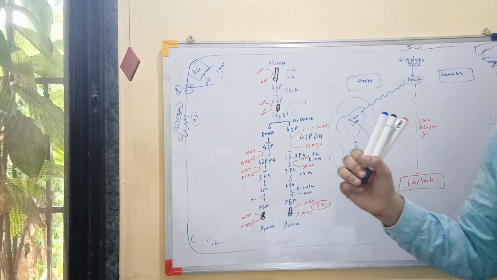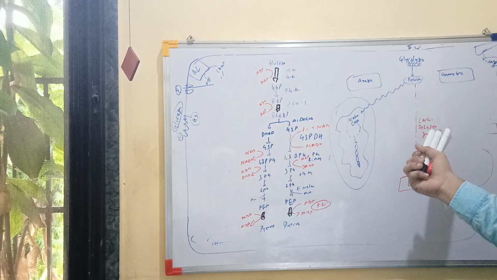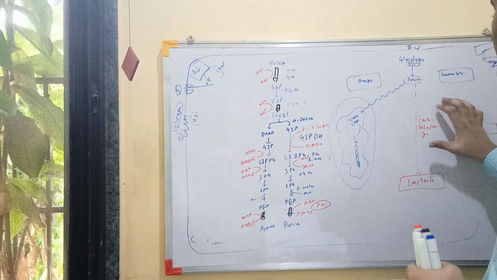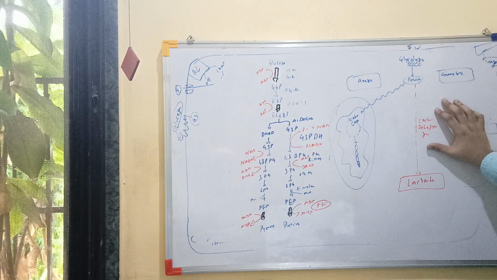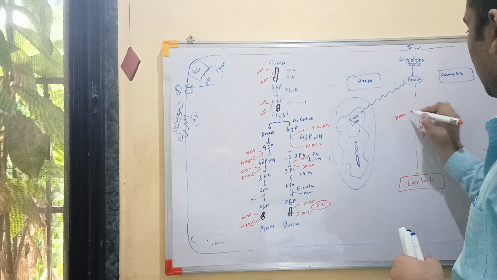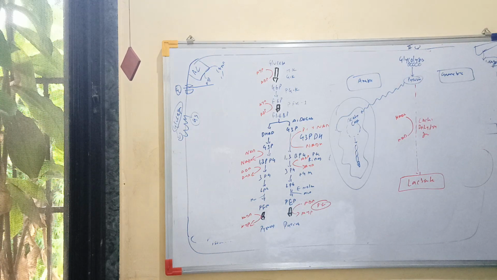This pyruvate can be converted into lactate, and this lactate can be very useful for other stuff, correct? And the enzyme here is taking NADH and giving NAD. So one of the fates of pyruvate is lactate.